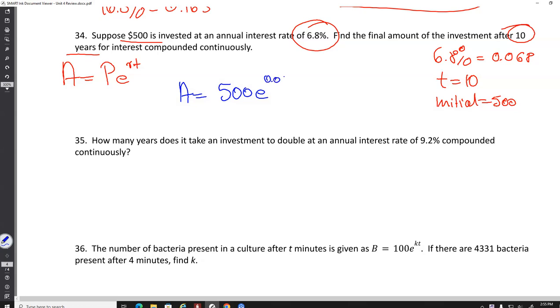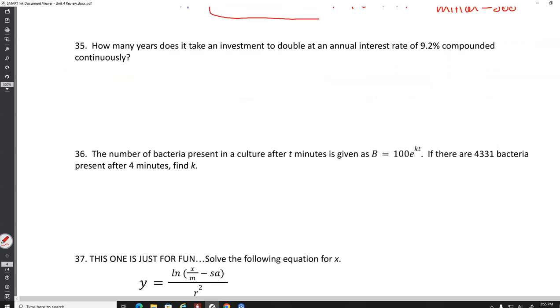So 0.068 times 10. If you put all of this into a calculator, there's an E button in there, or Desmos, your final amount is going to be $986.94. That's saying that with that rate for 10 years, you're going to earn about $486.94. All right. Now, next question, 35, talks about how many years.